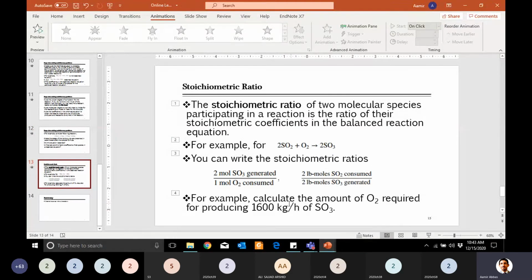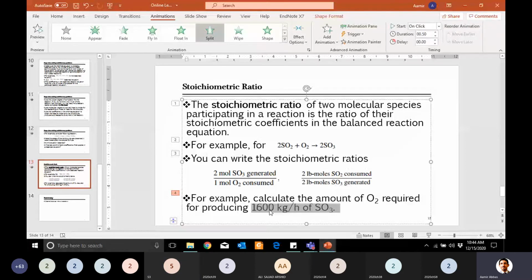So how did you calculate the amount of oxygen here? In order to calculate the amount of oxygen, you use the mole ratio. Because we don't know the amount of oxygen, and the question says 1600 kg per hour.